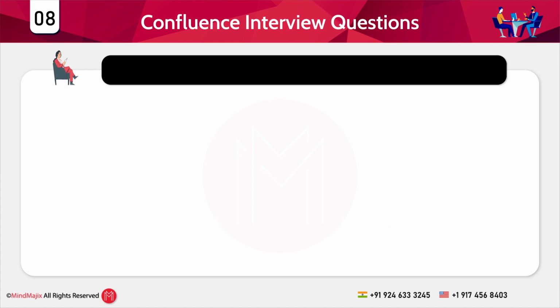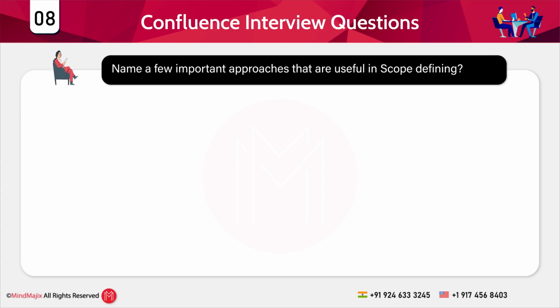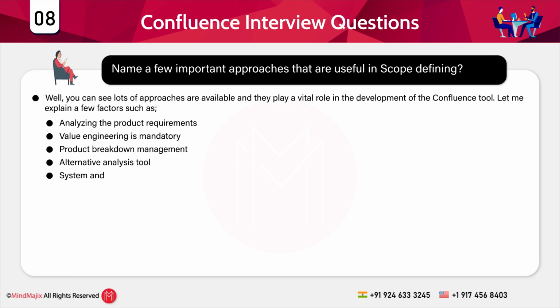Coming back to the eighth question, which is: name a few important approaches that are useful in scope defining. So how do we define the scope? We define the scope of a work by gathering the impacts from discussion with the stakeholder, and that is done by the product owner or the product manager.